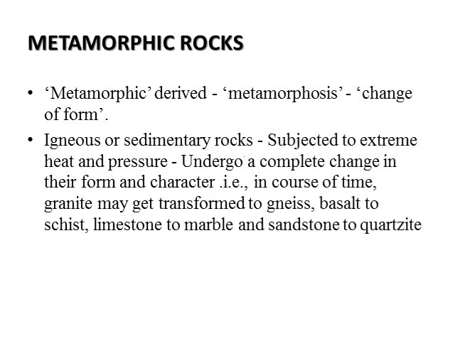So how was metamorphic rock formed? If the igneous and sedimentary rocks are subjected to extreme heat and pressure, they undergo a complete change in their form and character in course of time. So igneous rock and sedimentary rocks like granite may get transformed into gneiss, basalt to schist, limestone to marble, and sandstone to quartzite.